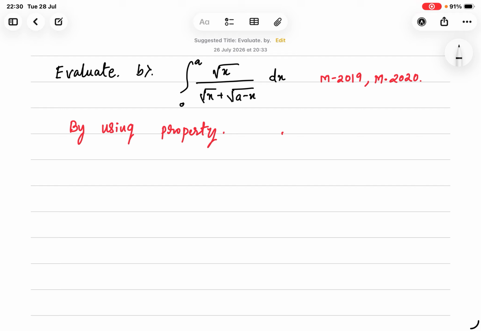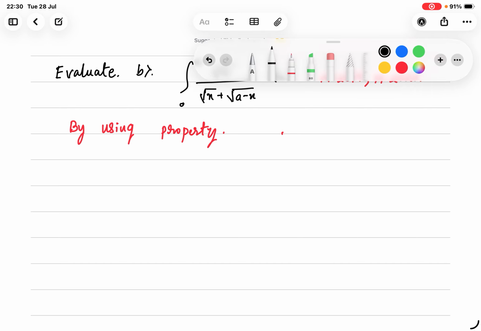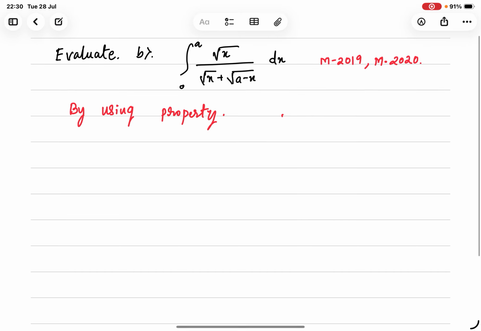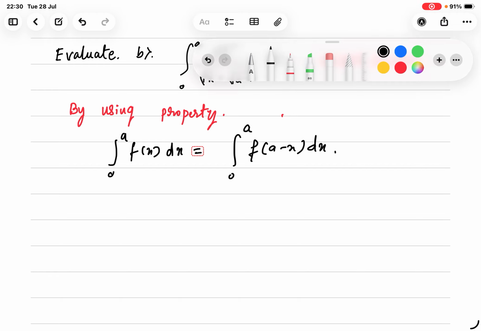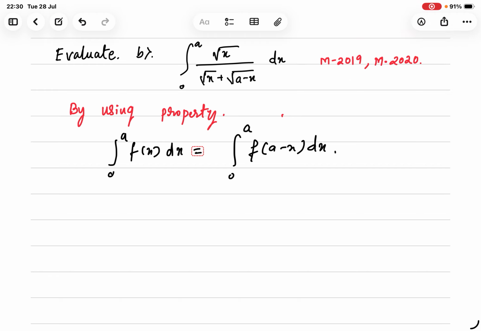In the last class we solved the sine squared x example, and in this class we can solve the root x and root of a minus x. Let us consider the equation. The theorem says the integral from 0 to a of f of x with respect to x is nothing but the integral from 0 to a of f of a minus x with respect to x. Now the root x value will be changed for whatever the root is there, that is, the integral from 0 to a of root x divided by root x plus root a minus x. This is equation 1.